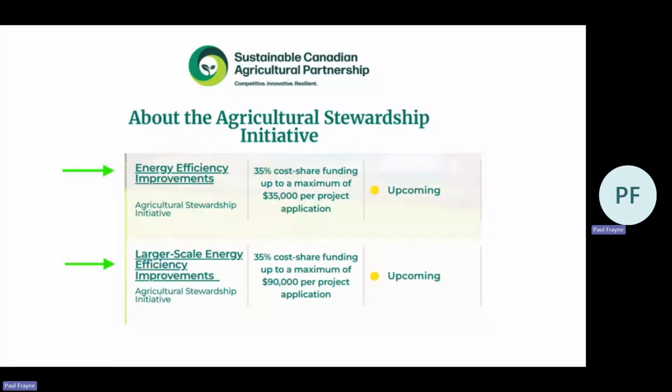Thank you for your interest in the Agricultural Stewardship Initiative intake and the energy efficiency improvements and larger scale energy efficiency improvements project categories.